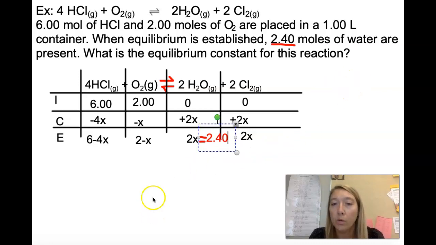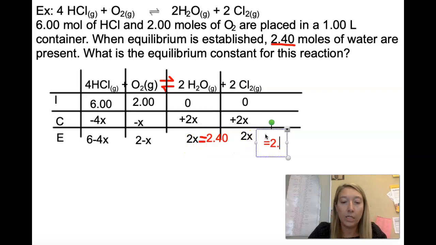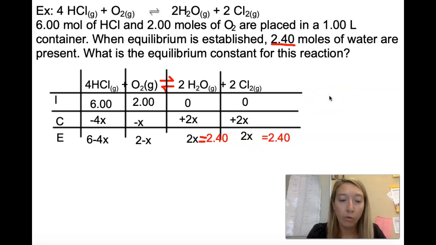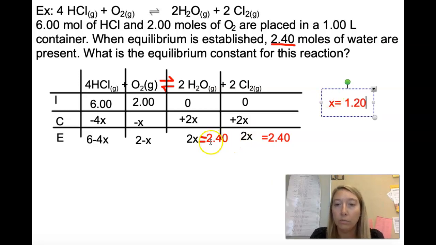What I do want to do, though, is figure out what X is actually equal to so that I can sub it into all of these other ones, right? For Cl2, it's not super important because it's 2X, which is exactly the same. So I already know that this one here also has to equal 2.4. But for the other ones, it's helpful to figure out what X is actually equal to. So if we have that 2X equals 2.4, we know that X has to equal 1.20 because 2.4 divided by 2 is equal to 1.20, okay?